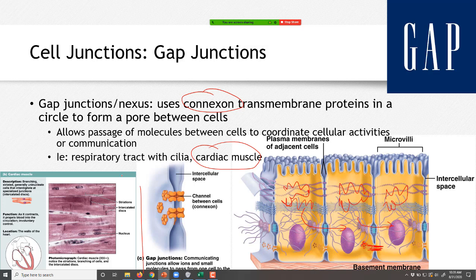You also find this in the respiratory tract as well. Cilia are these little structures that move the mucus towards the pharynx, to your throat.